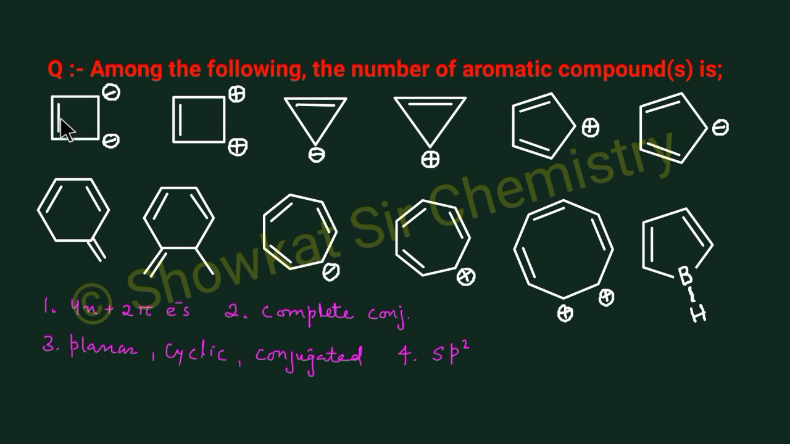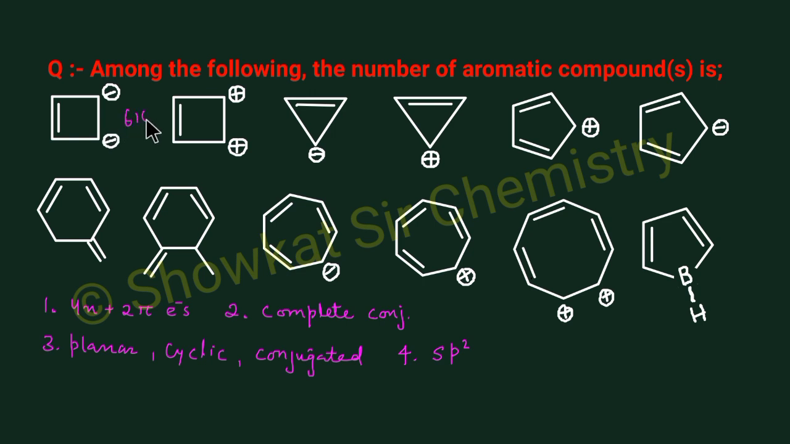There is one pi bond, that is 2 pi electrons, and then this negative charge. In organic chemistry you have to remember that this negative charge actually means 2 pi electrons, because they are in conjugation with this pi bond. So 2, 2, 4 and 2, 6. So it has 6 pi electrons.